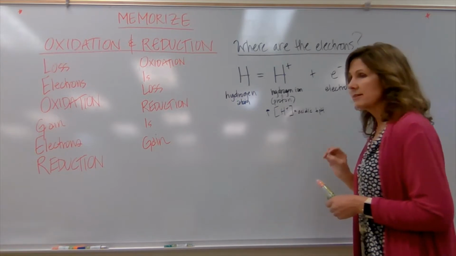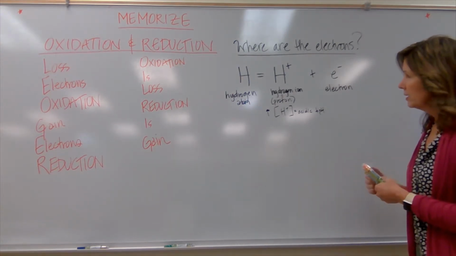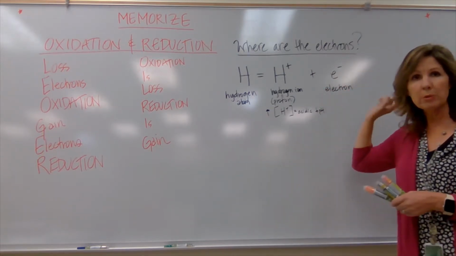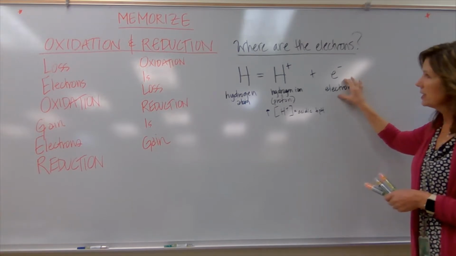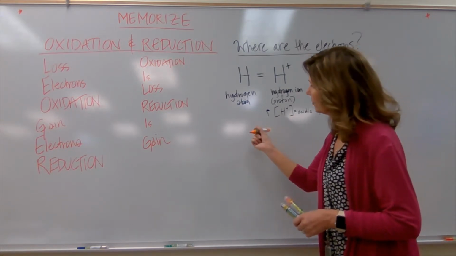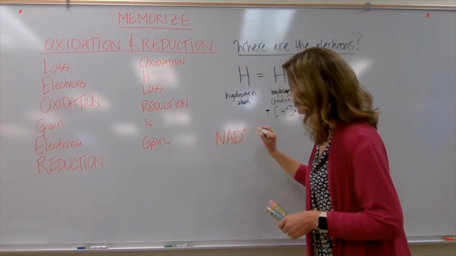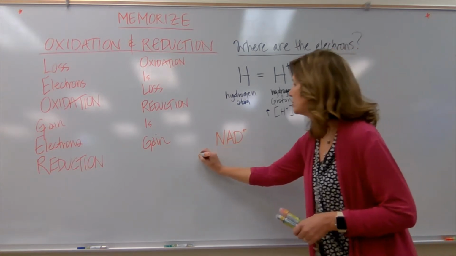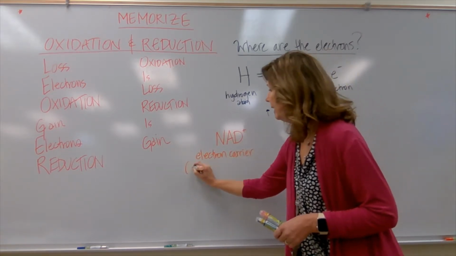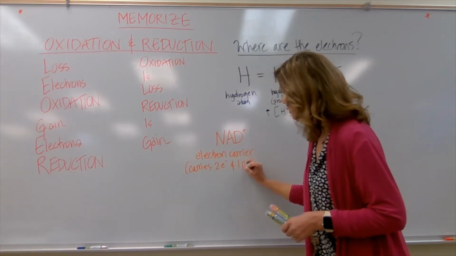All right, now I'm going to ask, can you identify the molecule that has been oxidized or reduced? One thing we did talk about in class was that electrons are not going to be running freely around the cell because they do have the capability of forming free radicals. So these electrons usually need to be shuttled or transported on a carrier molecule. And for our class, the carrier of electrons is going to commonly be the molecule NAD. So NAD is going to be our electron carrier, and it carries 2 electrons and 1 proton.